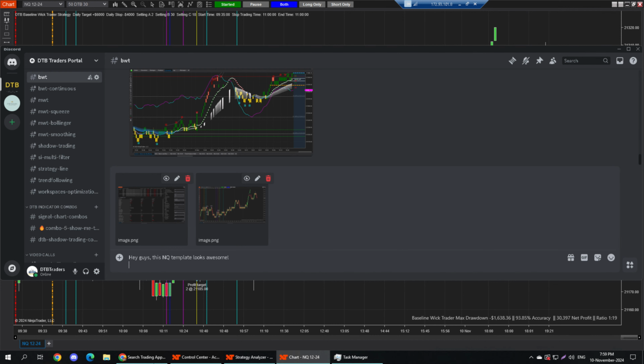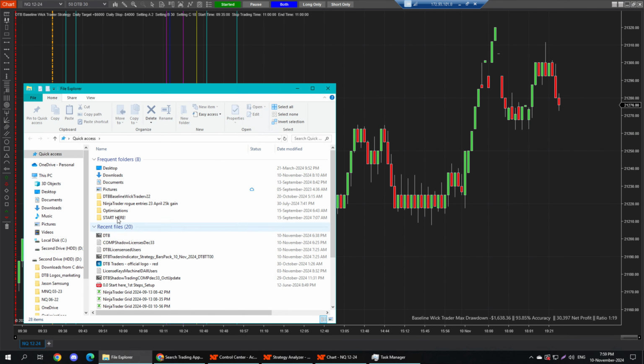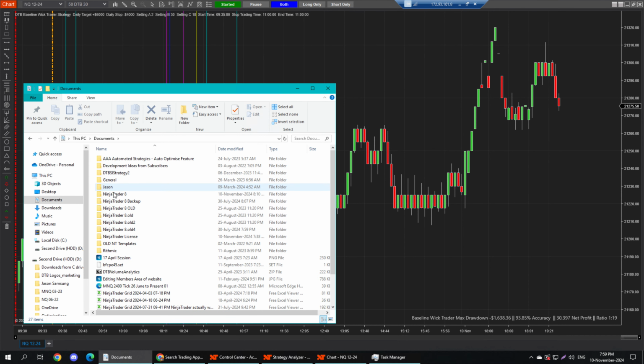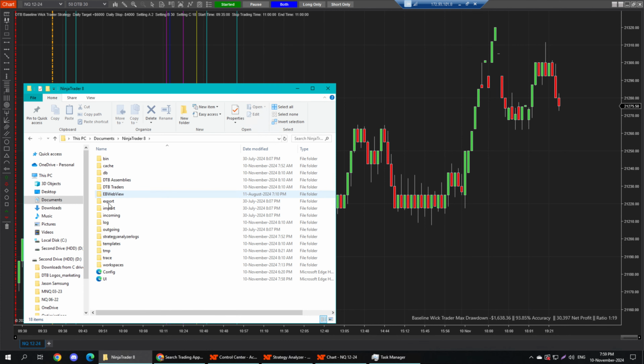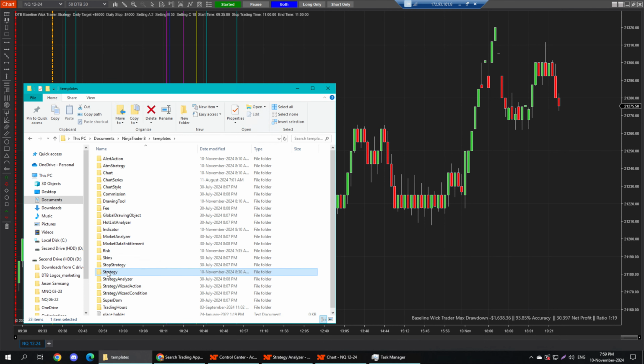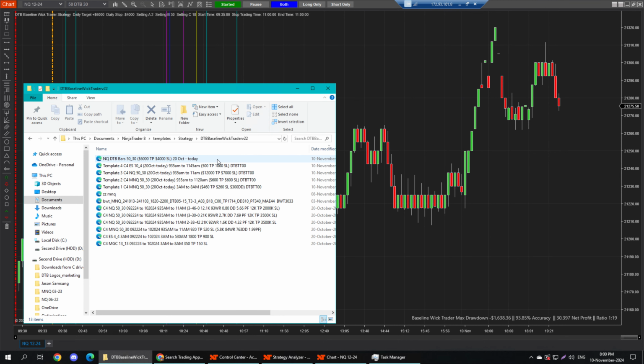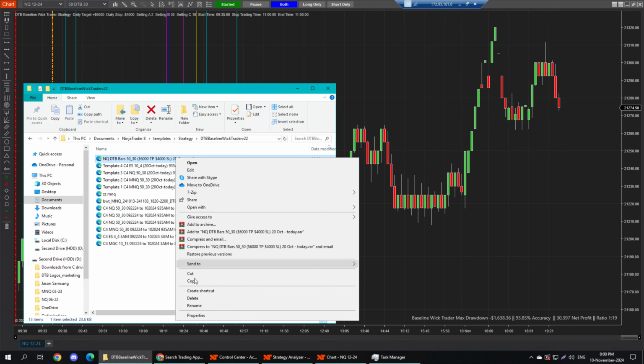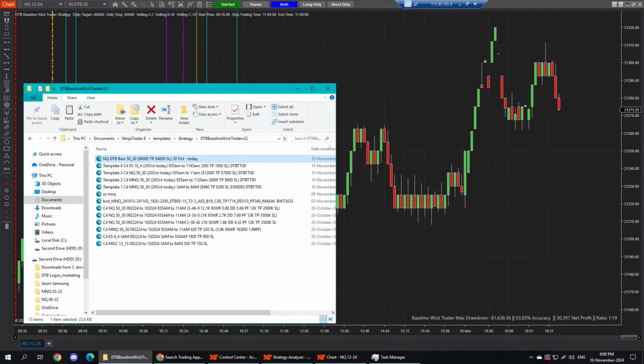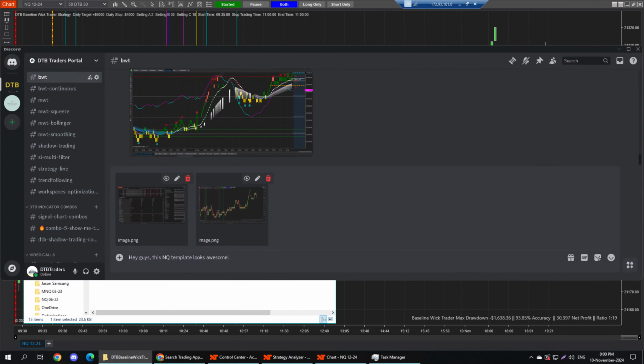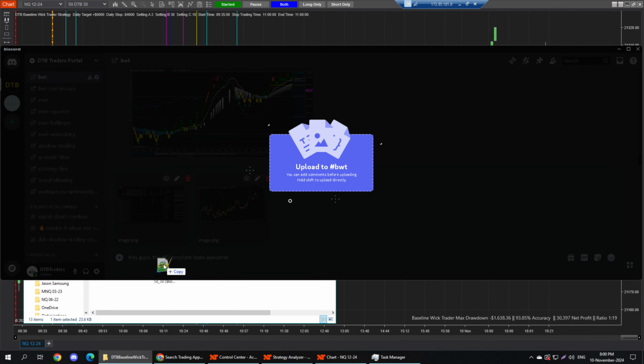And then the last step is, let's get this template shared. So we go to our documents, NinjaTrader 8, templates, strategy, and baseline Wick Trader, and we've got this over here. Now what we need to do is copy this. I'm working between my VPS and my main computer, so I'm just pasting it to my main computer, and then I'm going to bring up this one over here and drag this template.